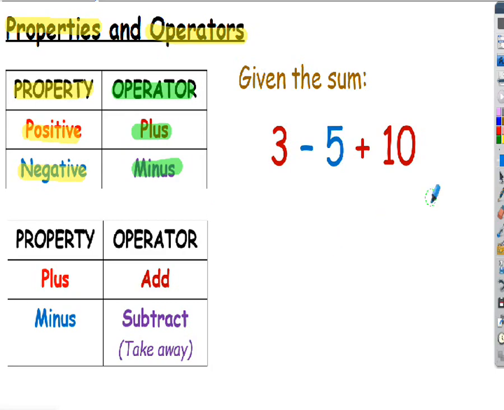So for example, given the sum shown on the right hand side here, we have 3 minus 5 plus 10. The operators in this case are the minus shown here and the plus shown here. If we were to consider the properties of the numbers as opposed to the operators, then this would be a positive 3 shown here, this would be a negative 5 shown here, and this would be a positive 10 shown here. Just note for reference, in this sum, these numbers are often termed constants.